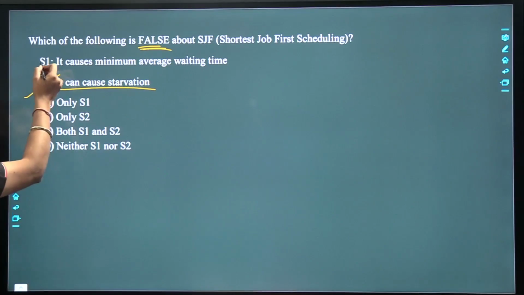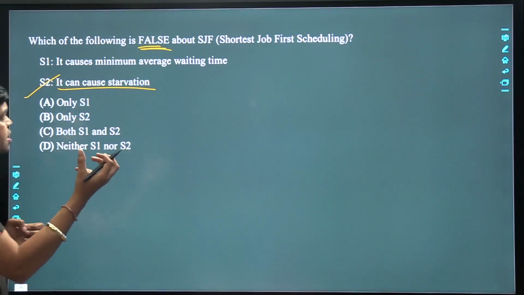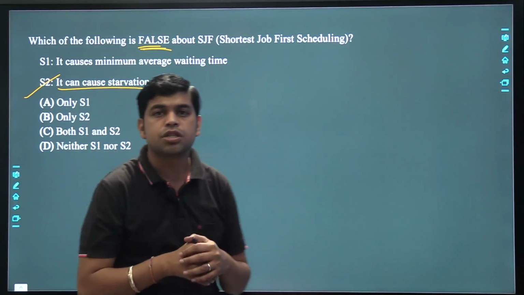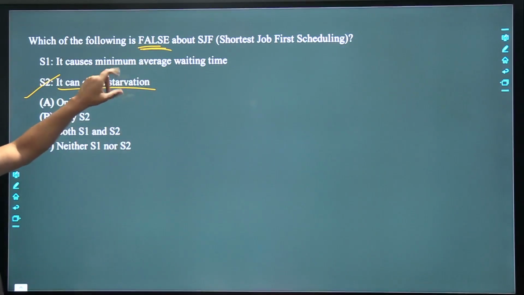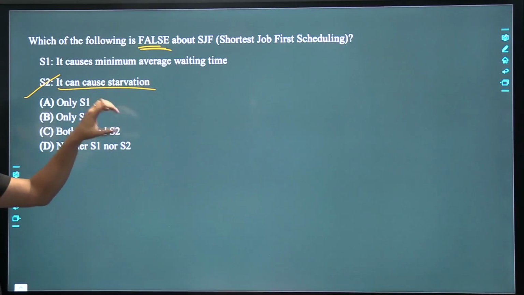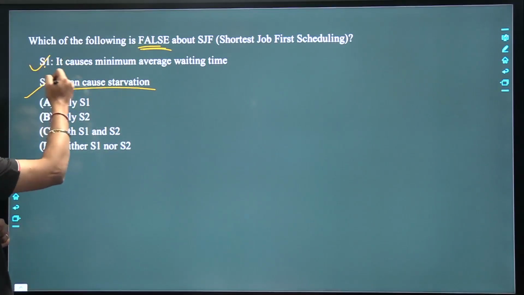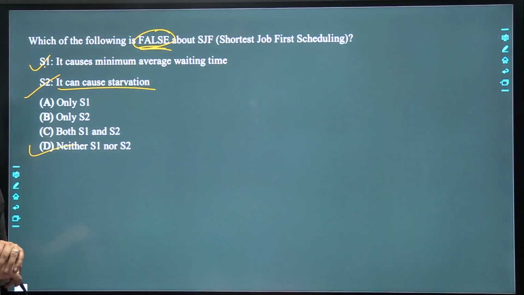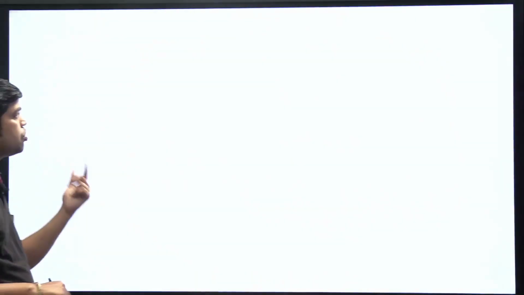So definitely when you use shortest job first, the average waiting time is reduced. So that is a true statement. It can cause starvation, so it is also a true statement. So both are true statements, but we need to find the false one. So neither S1 nor S2 is false. So both are true statements. Got it? So D is the right answer.